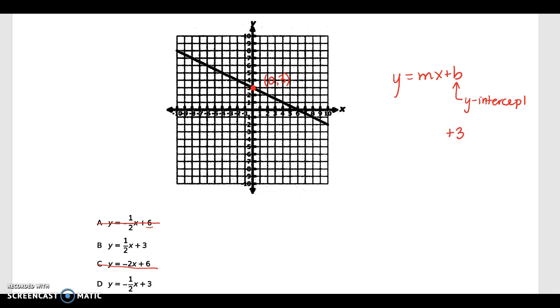Well, then I see that my line is going from left to right. It's going downhill. So since it's going downhill, I know that my m is going to be negative. So here I see a positive, here's a negative. All I had to do to find the right answer.